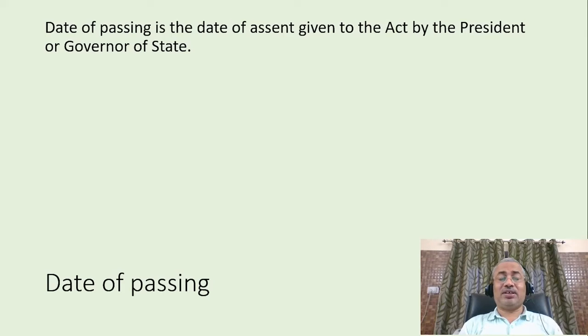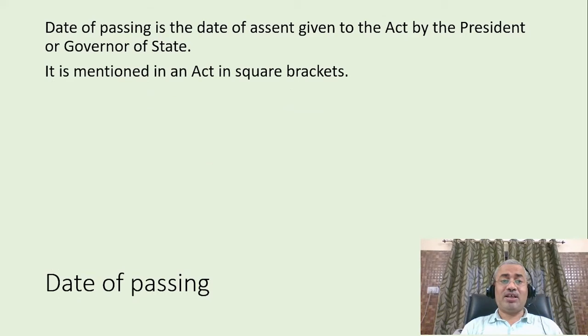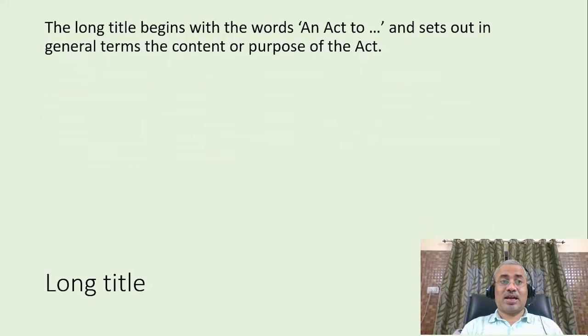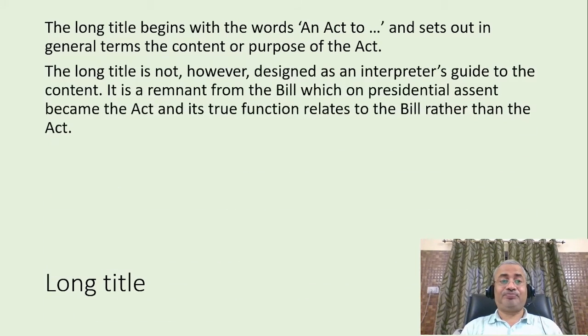Date of passing. Date of passing is the date of assent given to the act by the president or governor of a state. It is mentioned in an act in a square bracket. Long title. The long title begins with the words "an act to" and sets out in general terms the content or purpose of the act. The long title is not, however, designed as an interpreter's guide to the content.